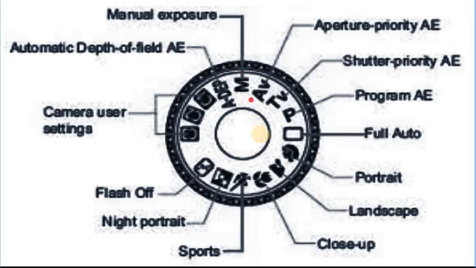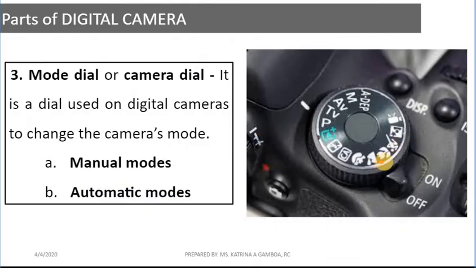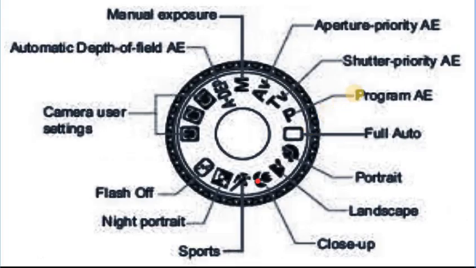Ayan, tignan nyo to. Nakita na ba kayo ng ganyan, di ba? Bakit meron, ano kayang meaning ng flower na yon? Anong meaning kaya ng parang bundok na yon? Anong meaning kaya ng mga, eto yan. Okay? M stands for the manual exposure. Yung AV, this is the aperture priority. Saan nga makikita ulit yung aperture? Sa loob ng lens. Sa loob ng lens. Okay, yan. Aperture priority.